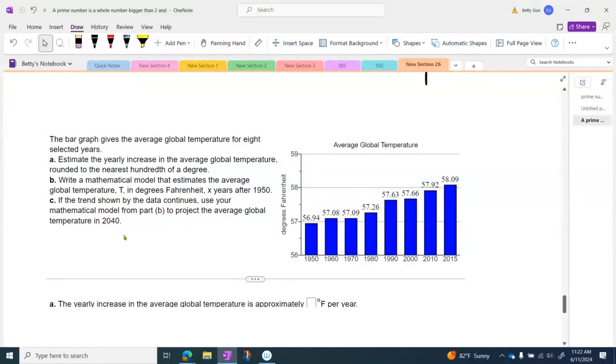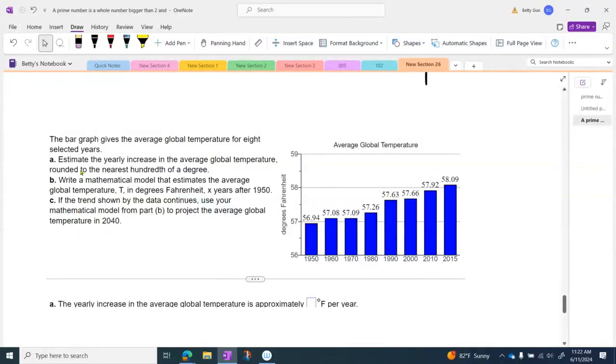for the year. As you can see, in 1950, the average temperature is 56.94, and 2015 has risen to 58.09. I wonder what's now after 9 years. I believe the trend is just keep going up. So we have three parts here.